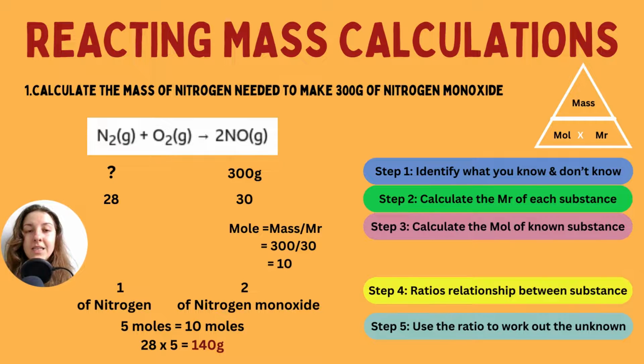Okay, we can then rearrange our equation to figure out the mass of nitrogen. So the mass is equal to the moles times the MR. We know the moles of nitrogen is now 5. We're timesing it by the MR of 28. And then we should see the answer of 140 grams. And that is our answer. Underline it, make sure the units are there, and we're good to go.